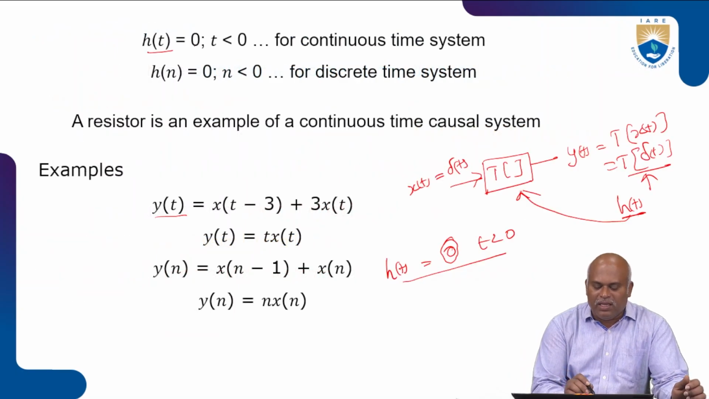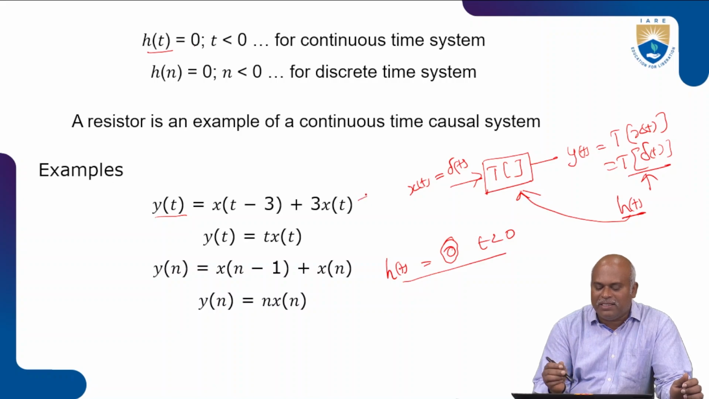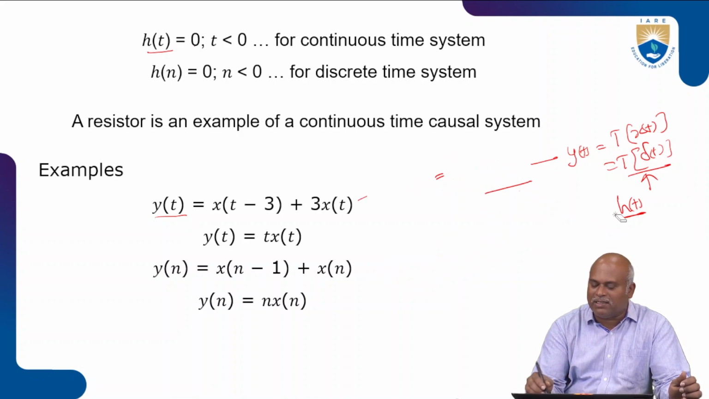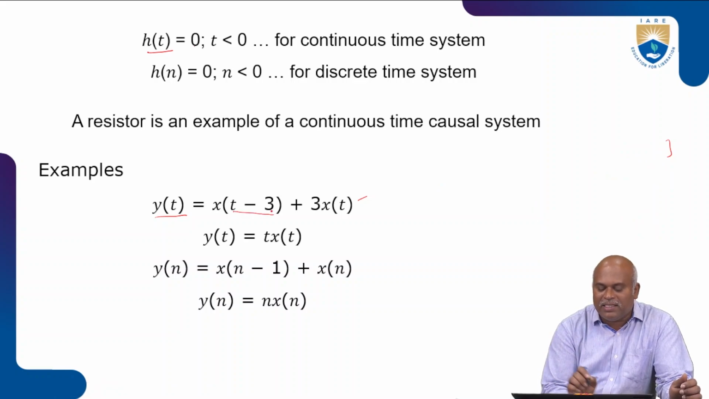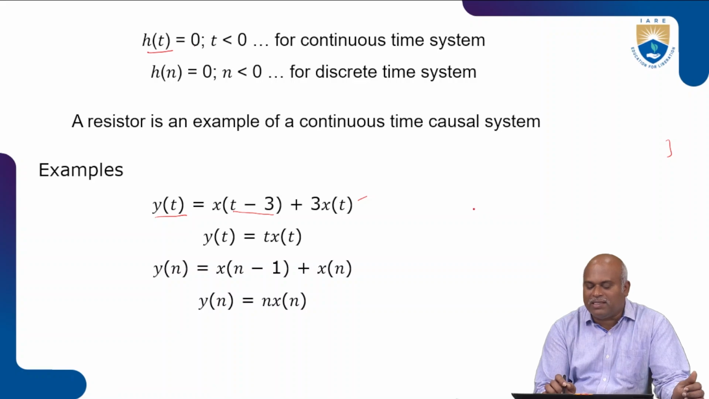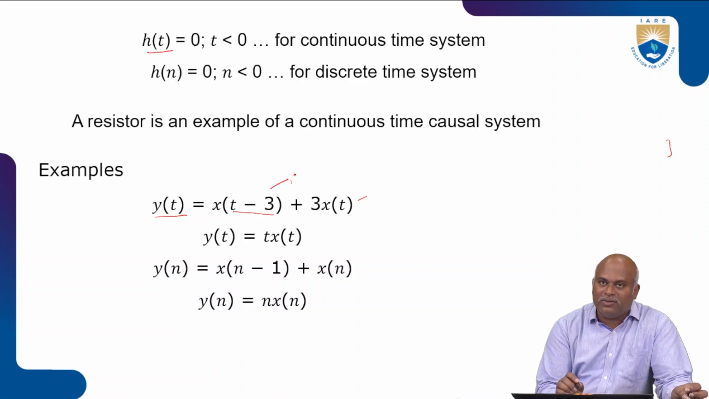See here. Here we have y of t equal to x of t minus 3 plus 3 x of t. We take this as an example for both the causal as well as the non-causal case. Now I should apply values for t. What is going to happen? Here t minus 3 is there. That means what is it? T minus 3 is represented as past values.